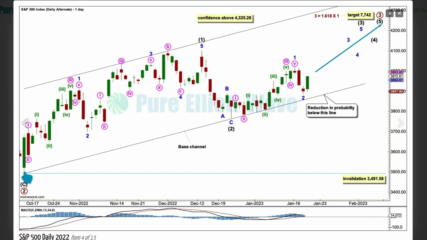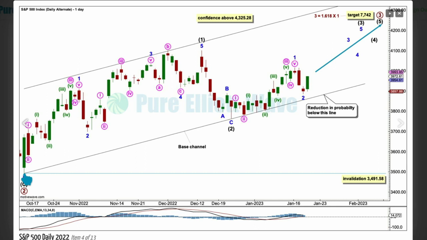If we just move the degree of labelling within intermediate wave C up 1 degree, then it is possible that primary 2 could have been over at the October 2022 low. That is possible. There is some evidence for this wave count. There's evidence for both wave counts, and we have to weigh it all up and make a judgment. I think next week price is going to tell us.